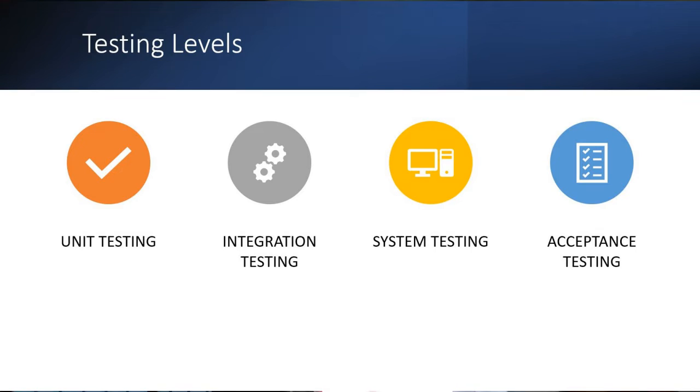So in this quick video, we will review the 4 levels of testing and what each one incorporates so that we have a broader understanding. The 4 levels of testing are unit testing, integration testing, system testing, and acceptance testing.